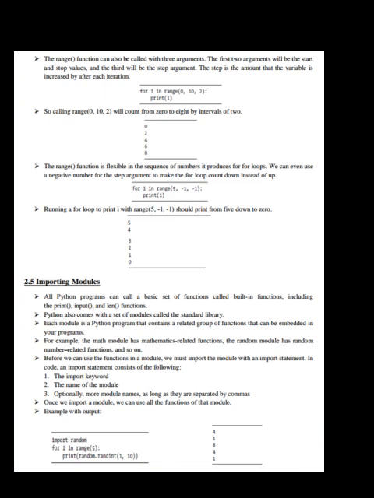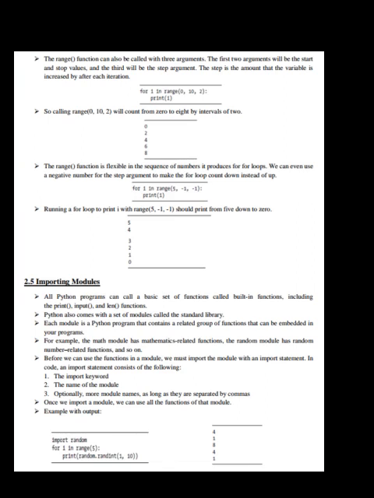For loops, we can even use a negative number for the step argument to make the for loop count down instead of up. Running a for loop to print i with range(5, -1, -1) should print from 5 down to 0. See here. Now let us see importing modules.